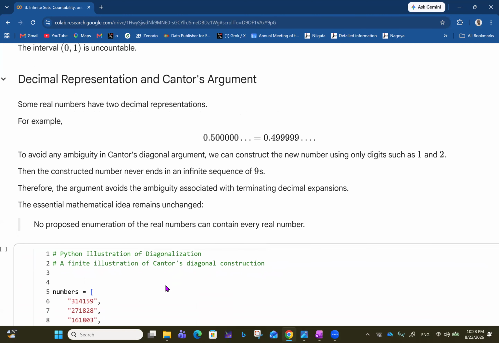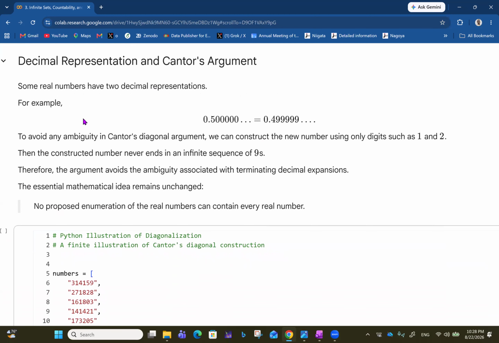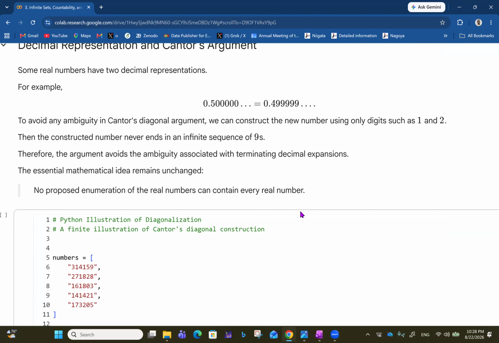Now, talking about decimal representation and Cantor's argument, some real numbers have two decimal representations. For example, 0.5000... is equal to 0.4999..., like that. So to avoid any ambiguity in Cantor's diagonal argument, we can construct the number using only digits such as 1 and 2. Then the constructed number never ends in an infinite sequence of nines. Therefore, the argument avoids the ambiguity associated with terminating decimal expansions. So the essential mathematical idea remains unchanged. No proposed enumeration of the real numbers can contain every real number.